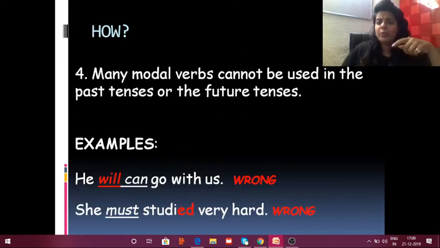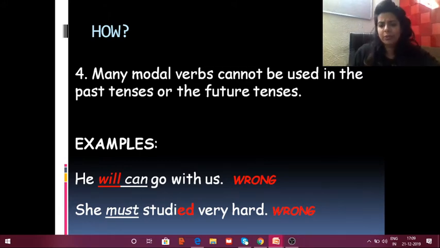There are so many modal verbs which cannot be used in the past tenses or future tenses. For example, he will can go with us. That's absolutely wrong. He will go with us is right. But if we say she must studied very hard, if we want to use studied, we need one more helping verb. She must have studied very hard. So there is a proper construction and proper rules which go into the construction of sentences with modal verbs.